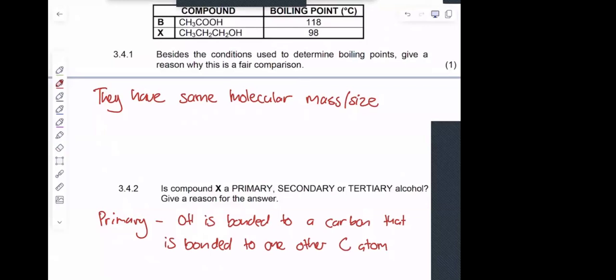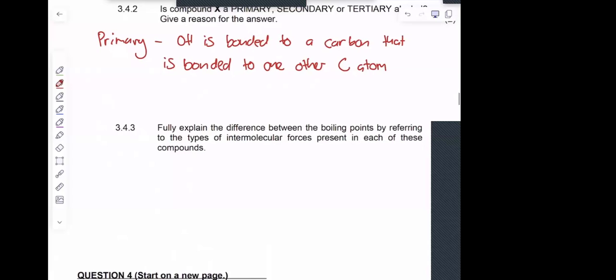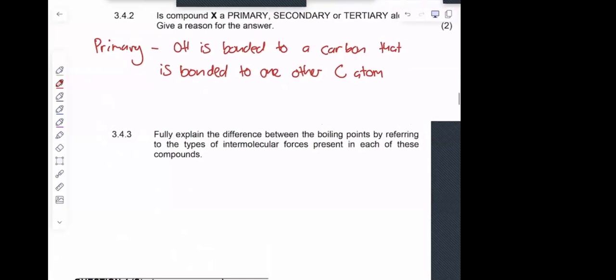We're gonna jump then on to the next question. 3.4.3. Fully explain the difference between the boiling points by referring to types of intermolecular forces present in each of these compounds, right? So we need to look at why they have different boiling points as we look at these compounds. There's 4 marks to be gained, and let's see how we can then basically get those 4 marks.